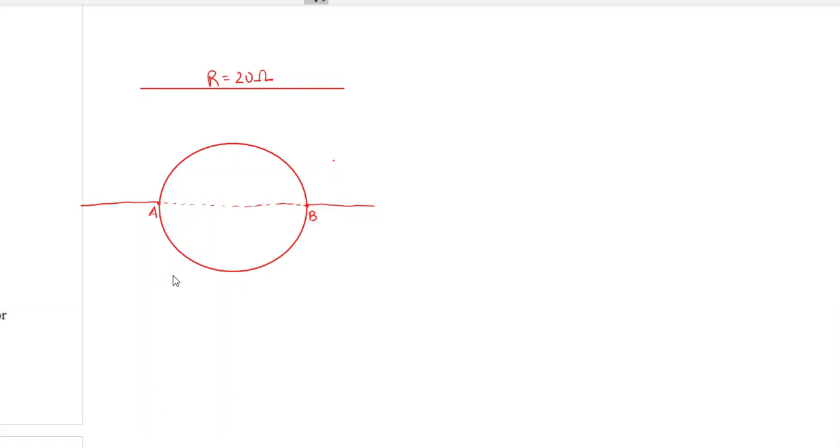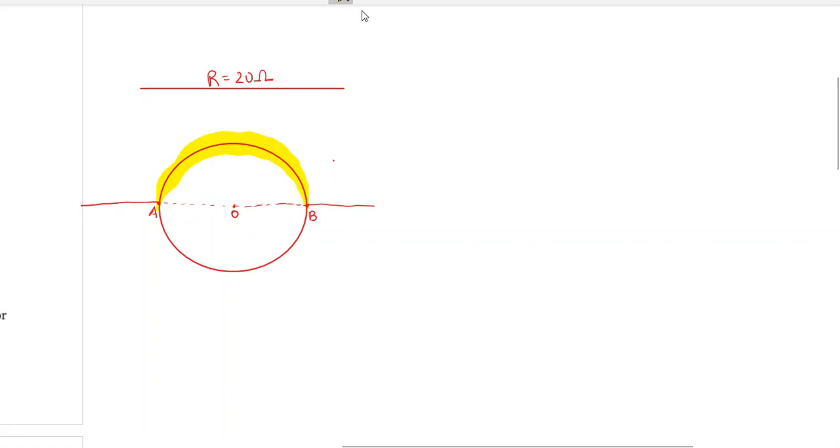Okay, so these 2 points are diametrically opposite. Let's say this is the center of the circular wire. There is no wire joining A and B. Okay, just understand that. Now the resistance of the whole wire was 20. Can you tell me what will be the resistance of this upper part of the circle, this part?